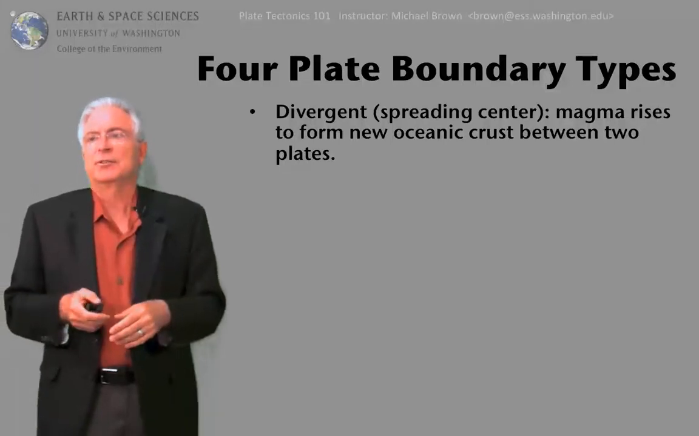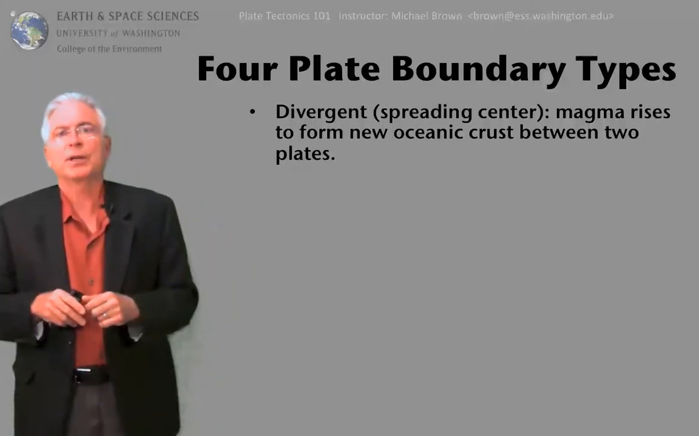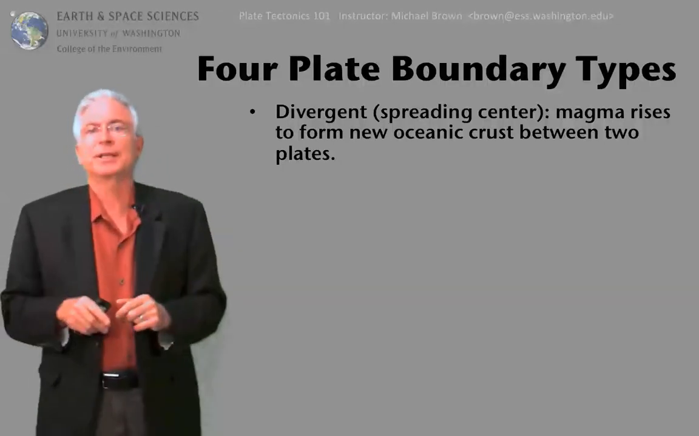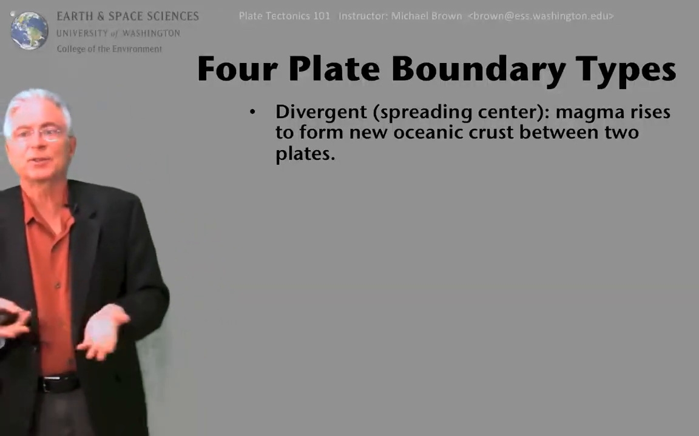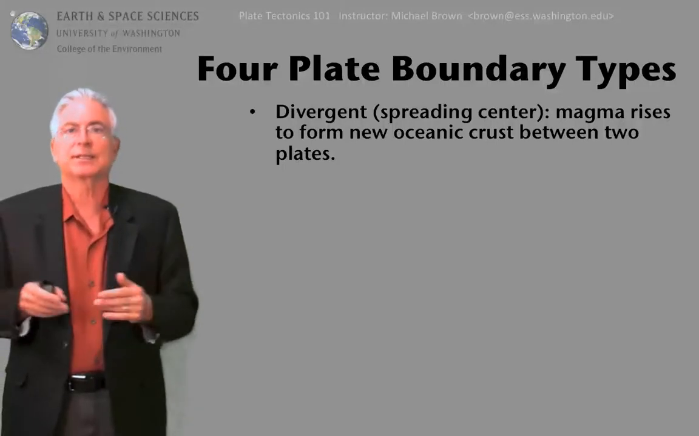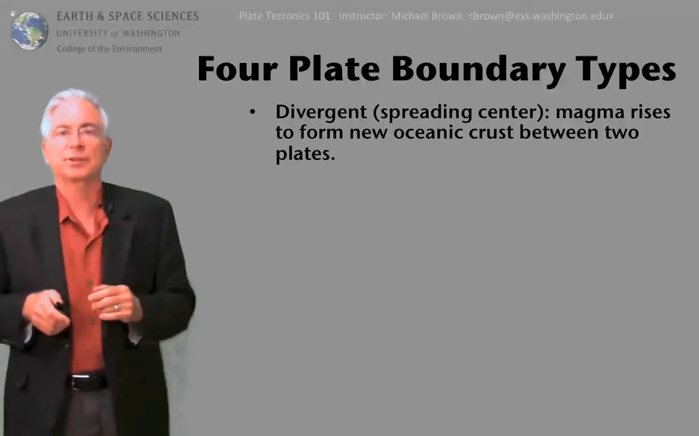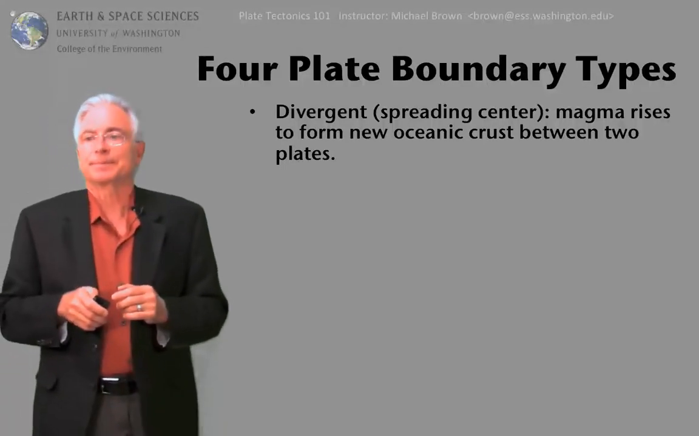The first, divergent motion, we call these spreading centers. Spreading meaning spreading apart. Magma rises to form new oceanic crust in the spreading centers, and 2 new plates are born along the spreading center.